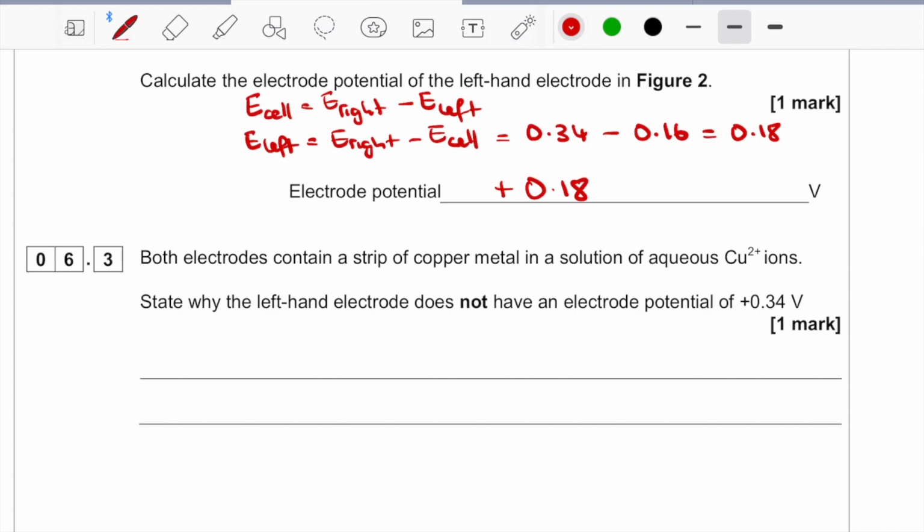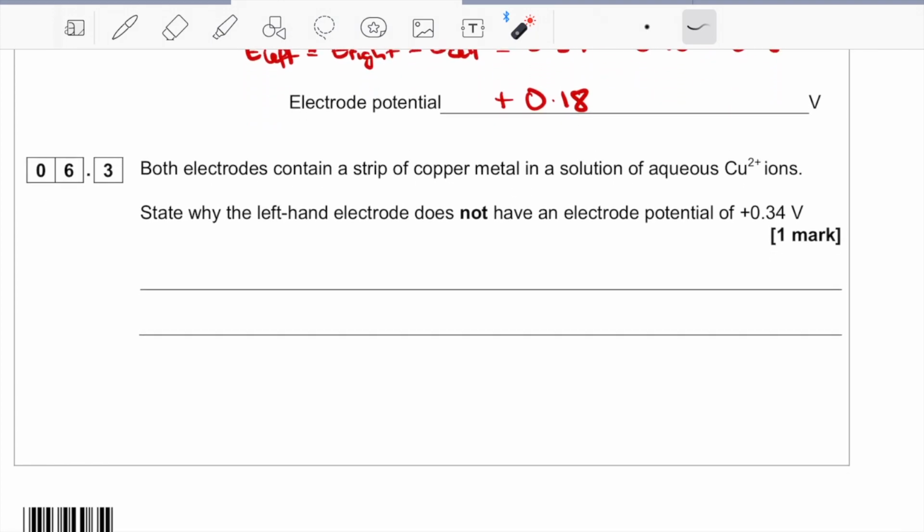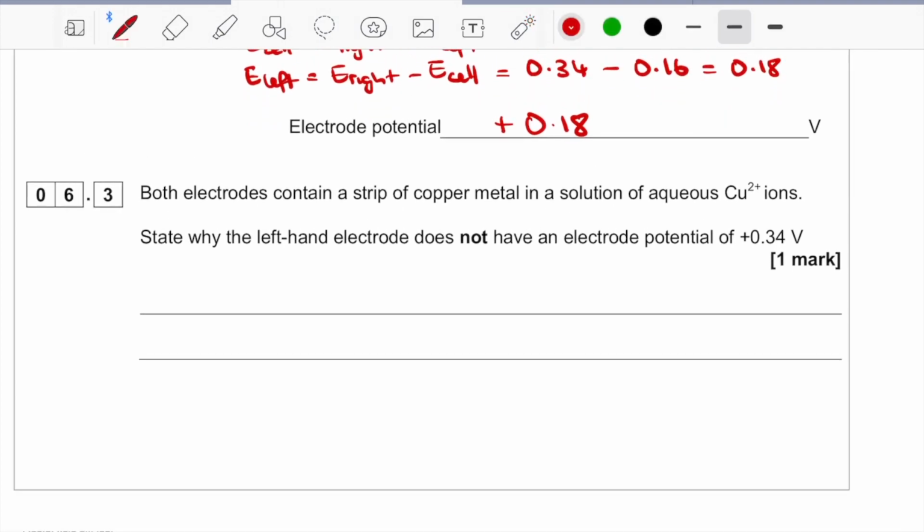Both electrodes contain a strip of copper metal in a solution of aqueous copper 2+ ions. Hopefully you're already aware of that. And then it asks, state why the left-hand electrode does not have an electrode potential of plus 0.34. And that boils down to what we recognized here, the fact that the concentration is not a standard conditions concentration, so we just merely have to put the concentration is not 1.0 moles per decimeter cubed. Fairly straightforward, hopefully, so far.